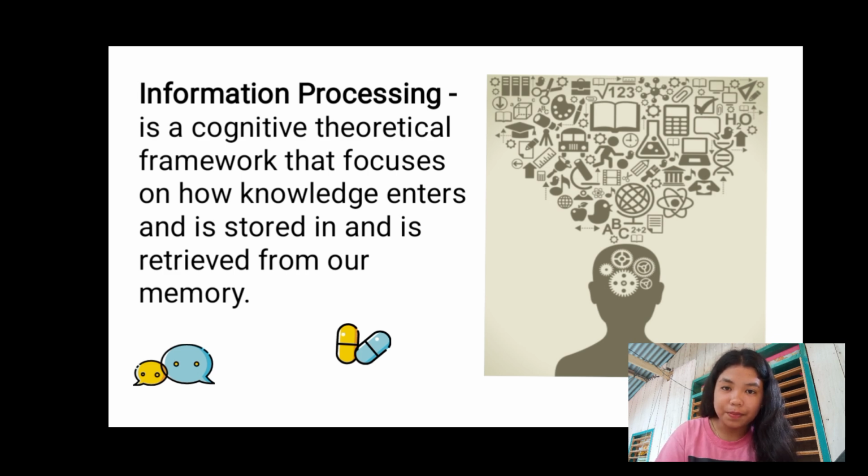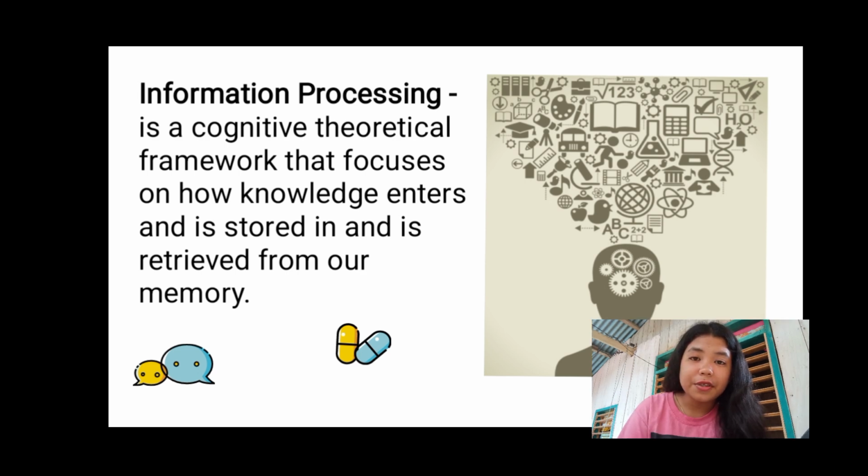For example, when you see a red light, your brain processes that it means stop. It stores that in your memory and tells your foot to hit the brake. The information processing theory is broken down into three components.